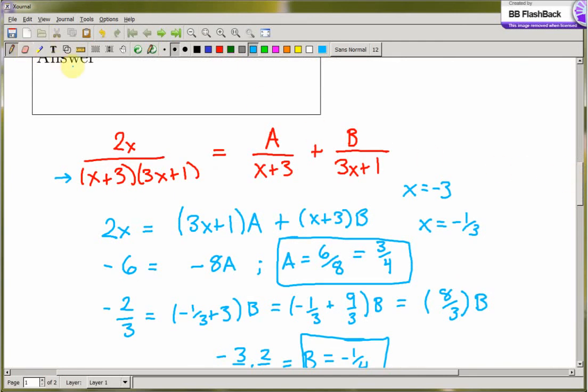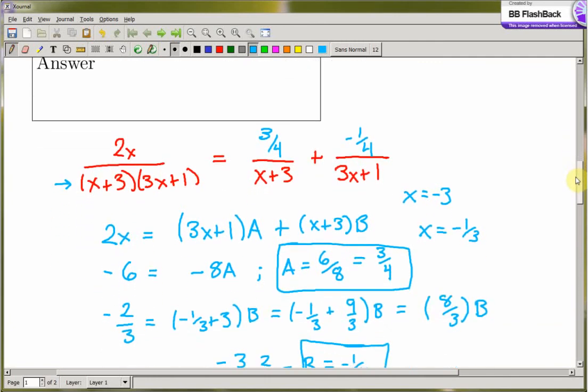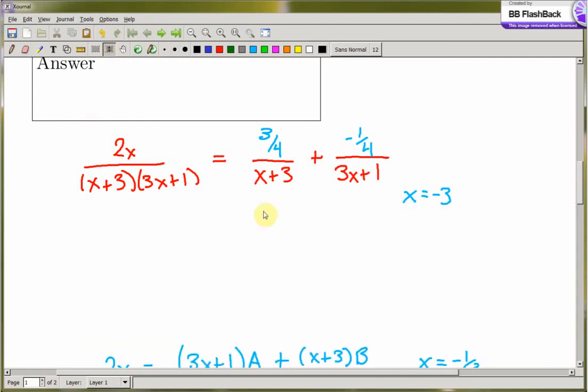Maybe I'll copy these, erase these, and put back what they really are. So now we know that A really is 3/4 and b really is -1/4. Now if you look at the integral, the idea is that instead of doing that complicated integral, you can just do this. Let me push this stuff down.